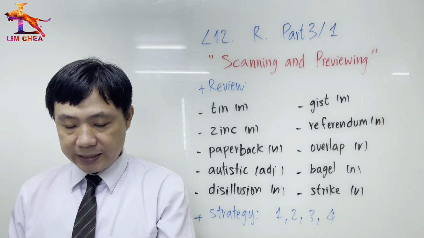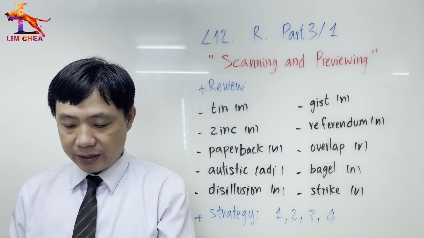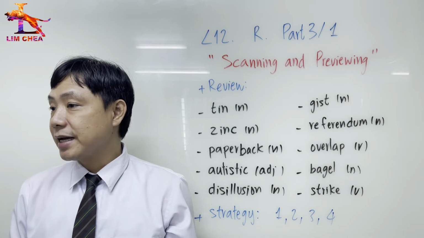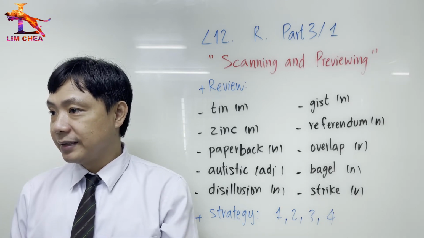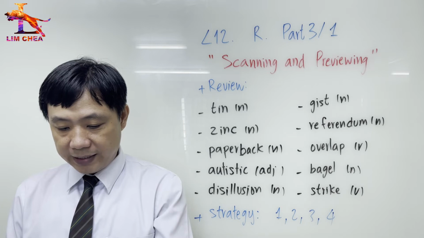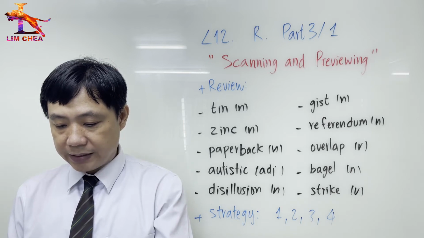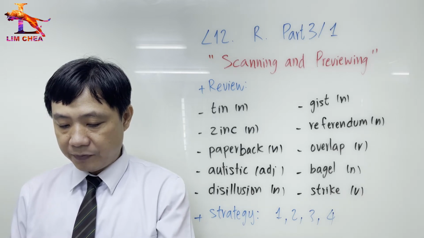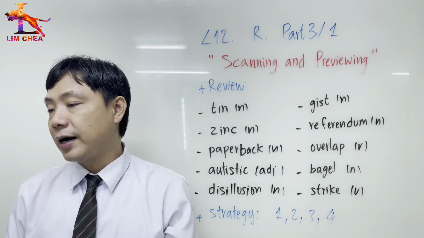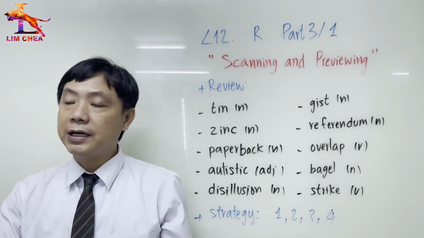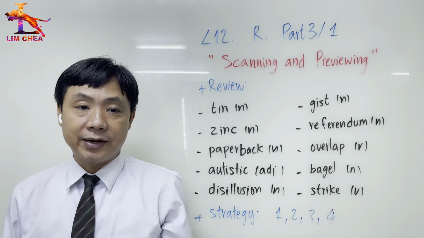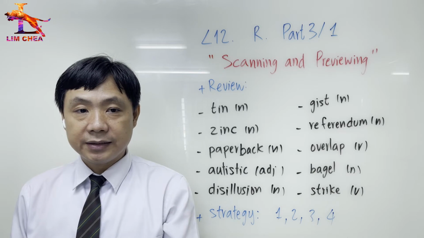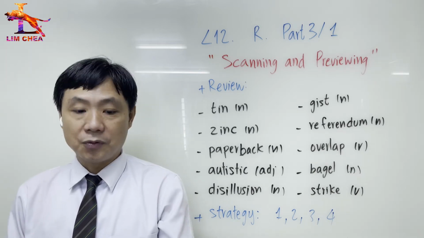And another one is gist, the substance or general meaning of a speech or text. We can say main idea, general idea in the text. Very good. And another one is referendum, a general vote by the electorate on a single political question that has been referred to them for decision. We can say a vote for an idea, right? Just like nowadays, the community votes, to get the idea from the voters.